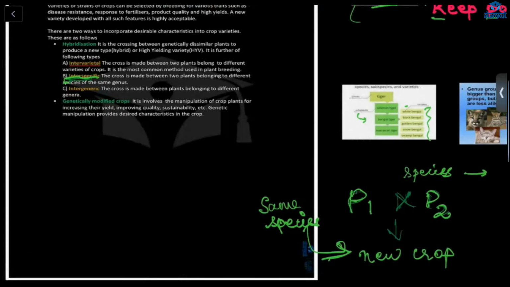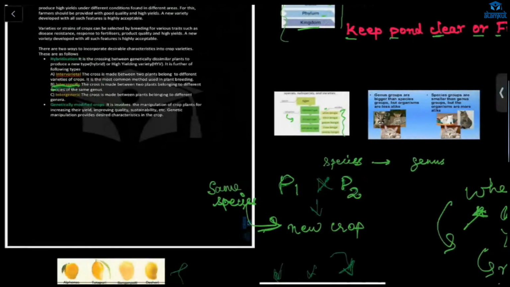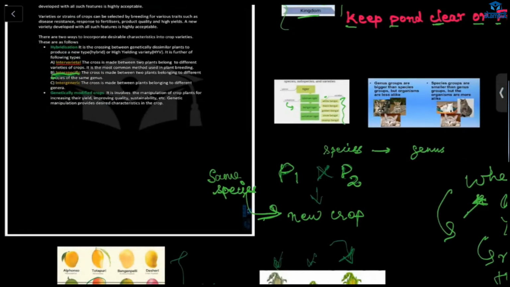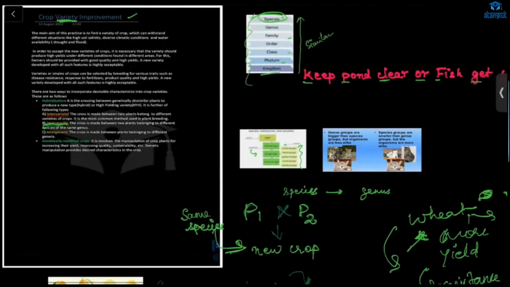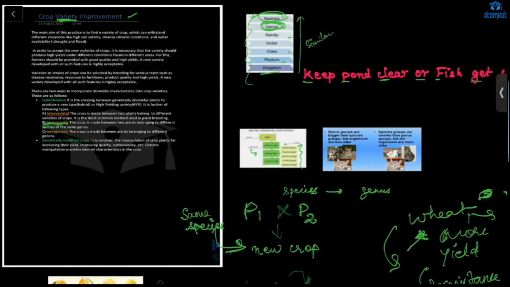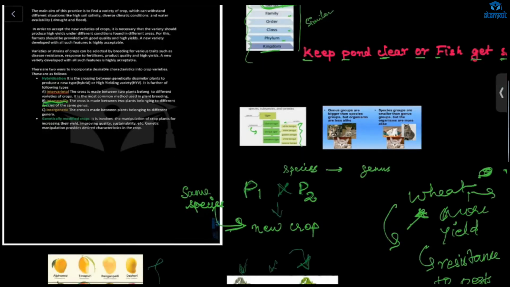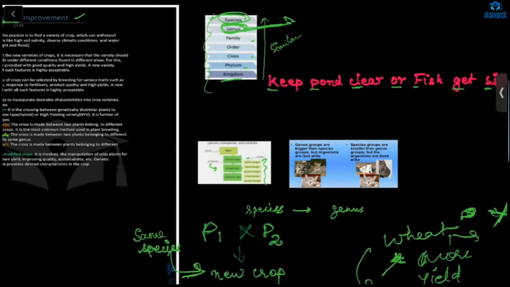Then next we have intergeneric hybridization. Here the cross is made between different genus. Everyone knows what a species is, right? This is like a category. Different categories. In a species, we have similar organisms, and in the genus, we have somewhat different organisms.